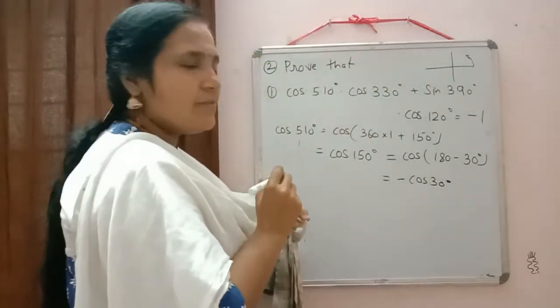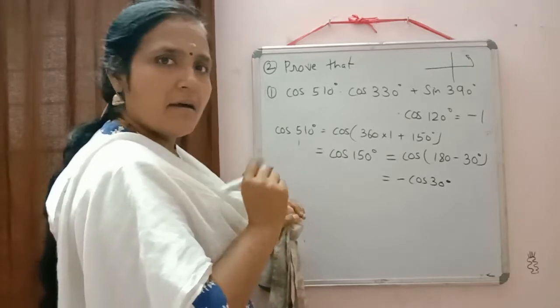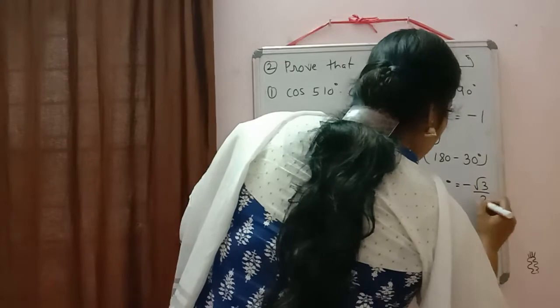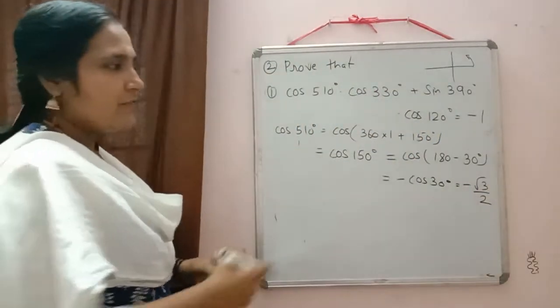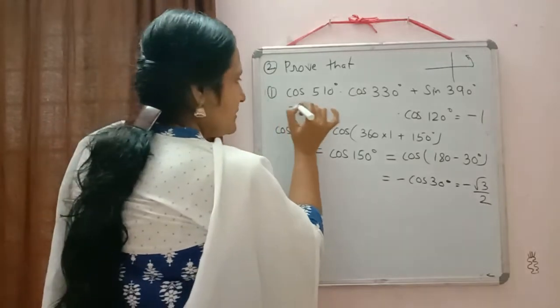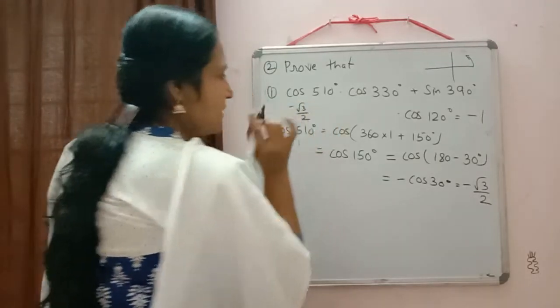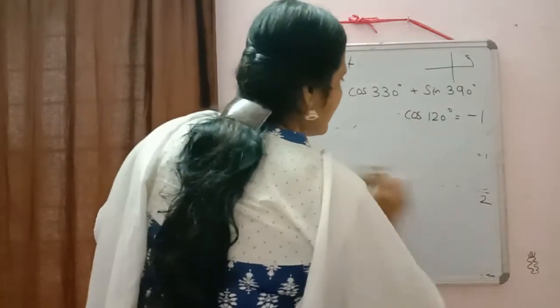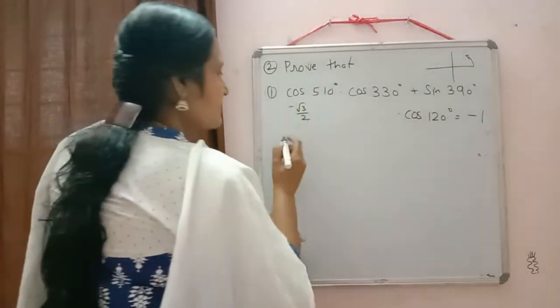And what is the value of cos 30 degree? Root 3 by 2. So it will be equal to minus root 3 by 2. So first value we got. I am writing here because I have to rub this one. This value is minus root 3 by 2. Then next one we have to calculate cos 330 degree.